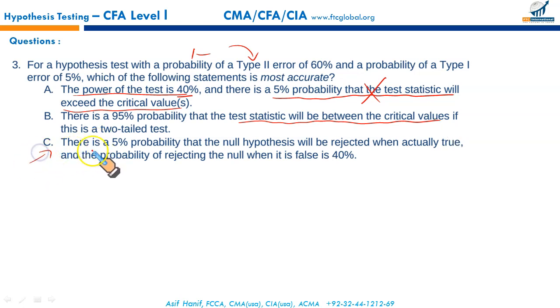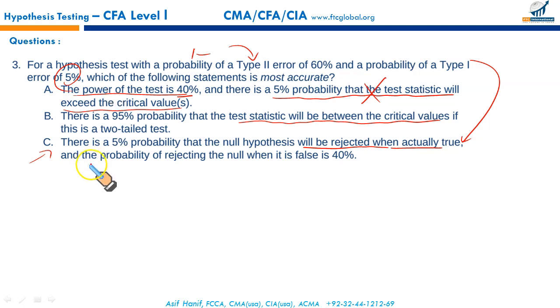Look at option C. There is a 5% probability that the null hypothesis will be rejected when actually true, and that is exactly the type 1 error. We discussed a type 1 error a little while ago. Type 1 error occurs when we reject a true null hypothesis, and it is 5%. So this one is true.